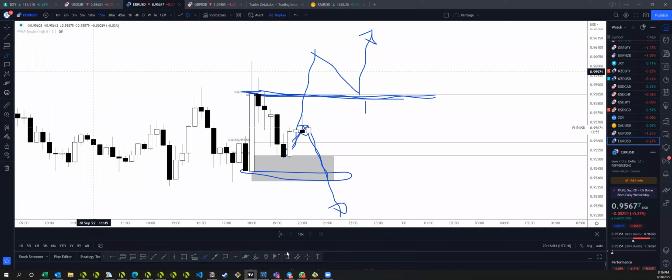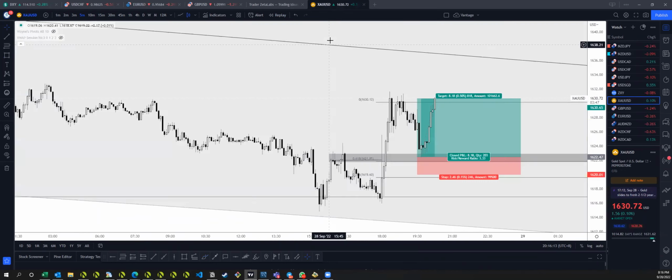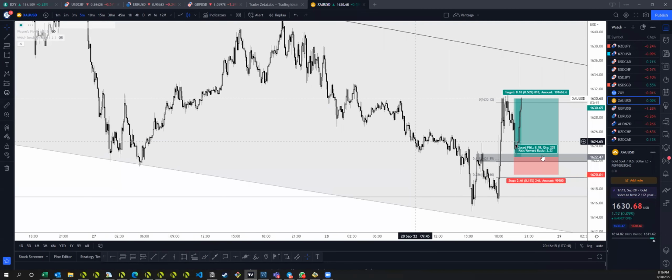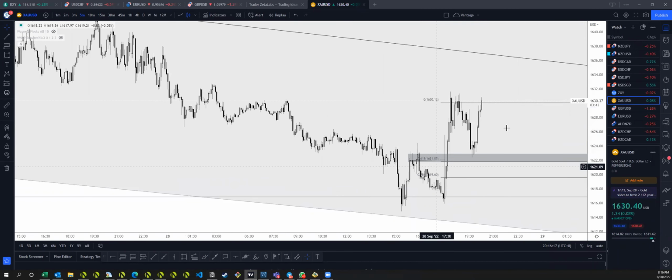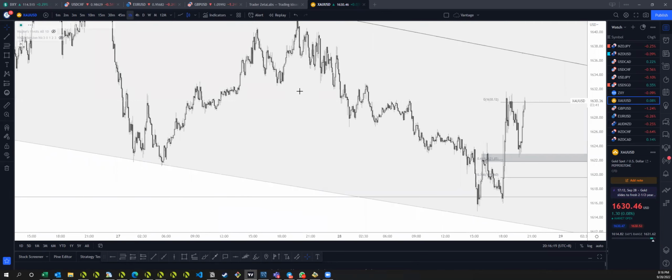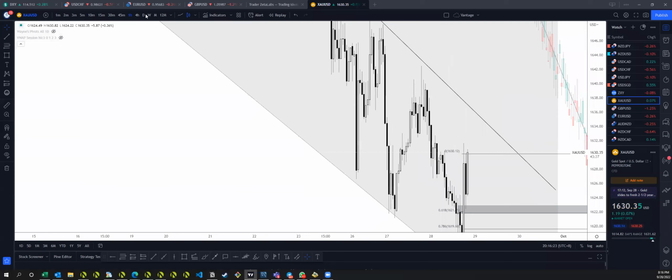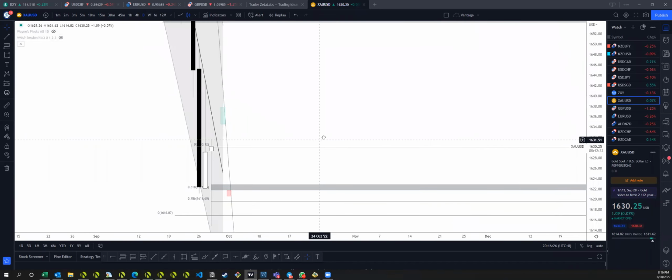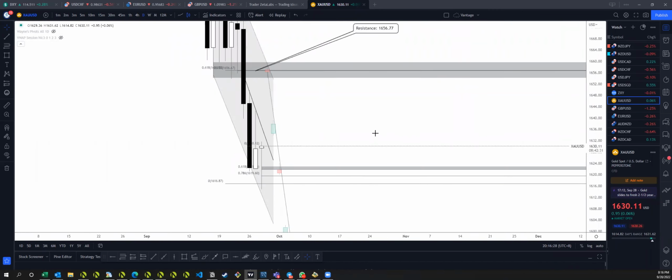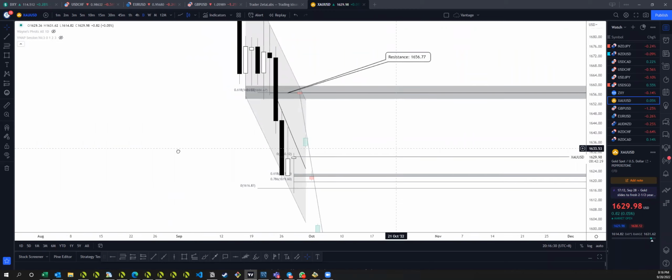Okay, let me clear this. The next one would be dollar index and then gold. Let's remove this. So gold, again, I think the last time around we were talking about it. I'm not going to redraw everything, so that we can go briefly through a high-level overview.